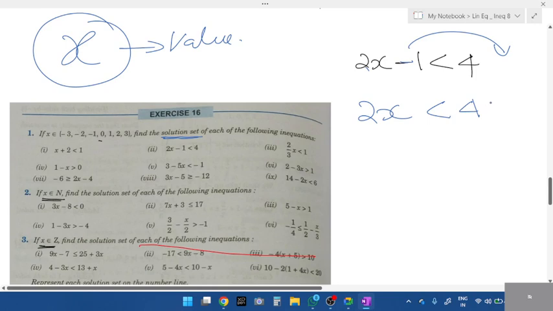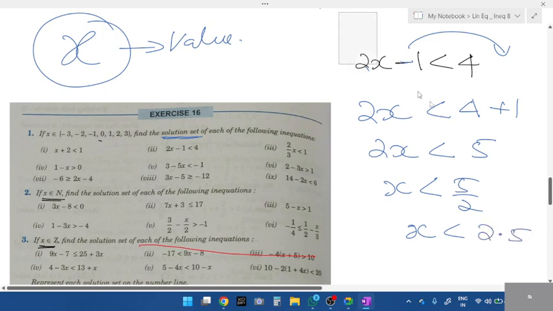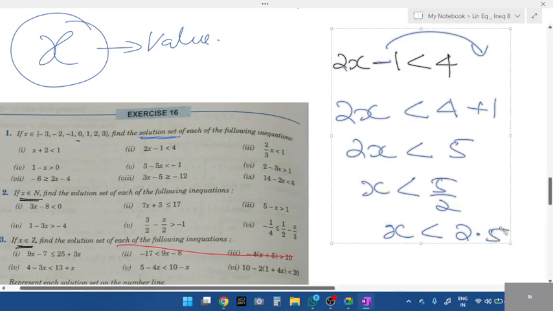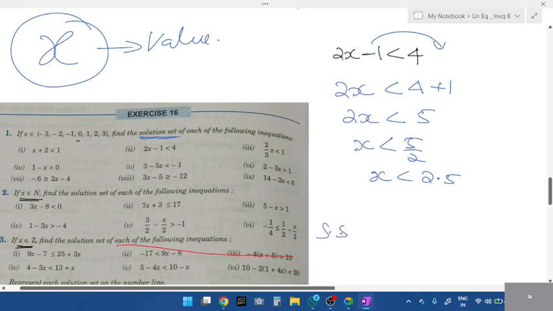What's the answer? 4 minus 1 becomes, so 2x is less than 5. Next, 2 is multiplied. What kind of number is 2, students? Positive or negative? Positive. So will the sign change? No, it remains as it is. 2 will get divided. What's the answer? Convert into decimal, 5 by 2 is 2.5. Which side is the arrow facing towards, left hand side or right hand side? Left. Tell me all the numbers after 2.5 on the left hand side.